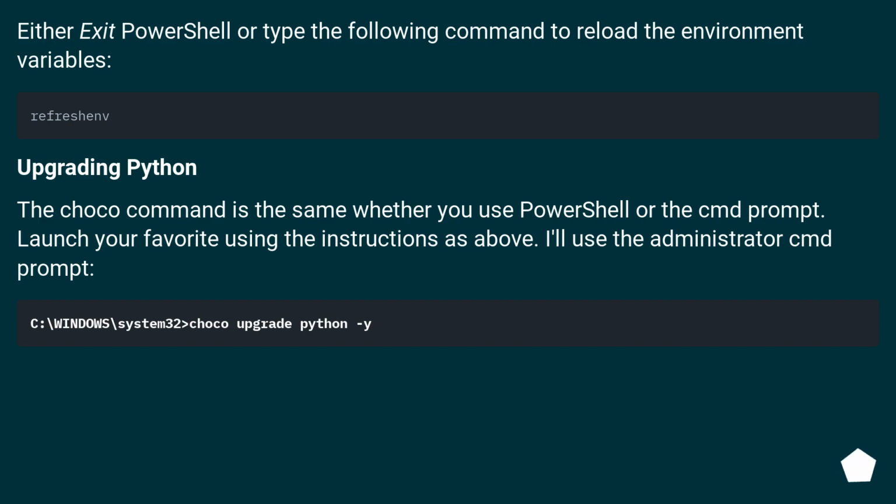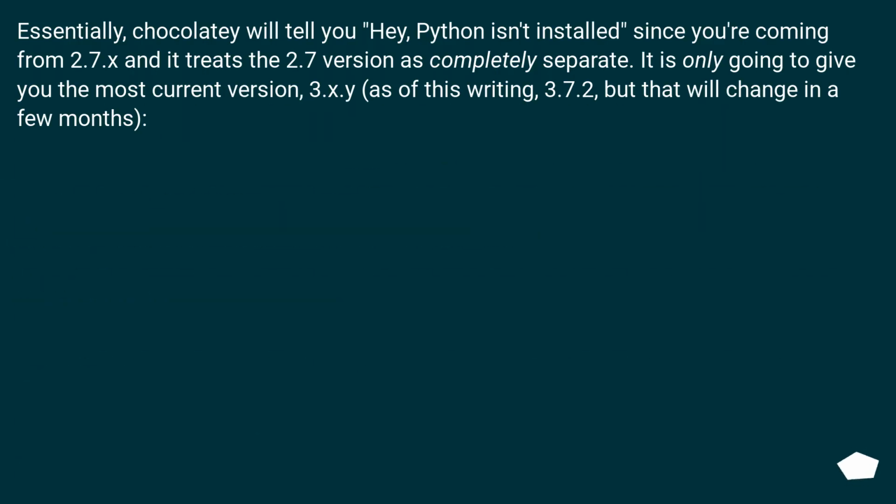Upgrading Python. The choco command is the same whether you use PowerShell or the CMD prompt. Launch your favorite using the instructions as above. I'll use the administrator CMD prompt. Essentially, Chocolatey will tell you, hey, Python isn't installed since you're coming from 2.7.x and it treats the 2.7 version as completely separate. It is only going to give you the most current version, 3.x.y. As of this writing, 3.7.2, but that will change in a few months.